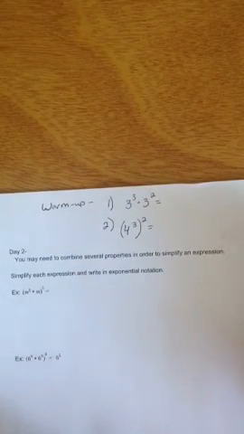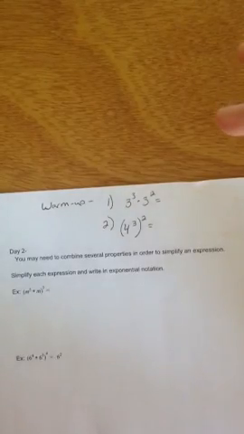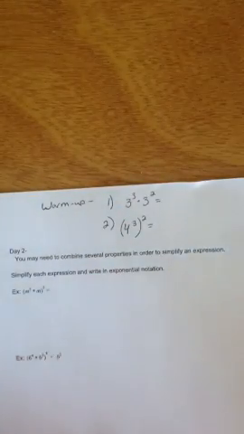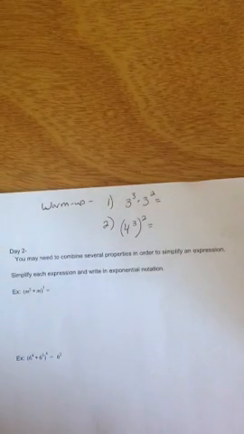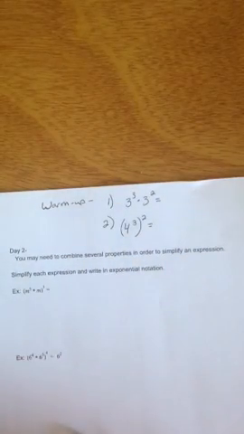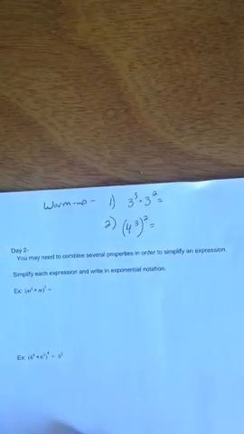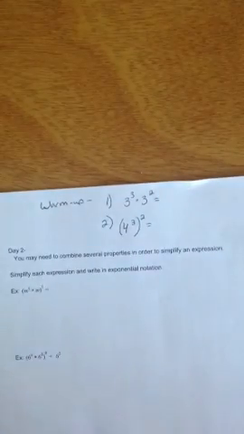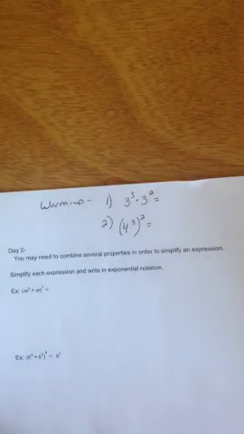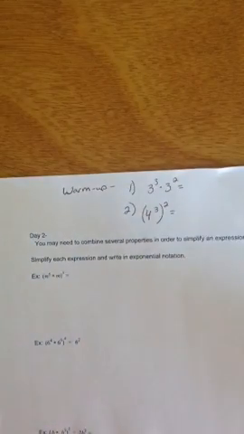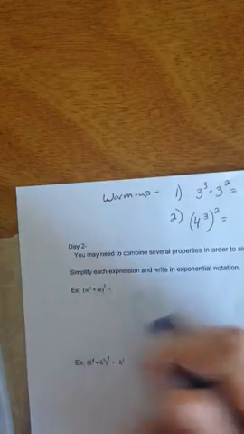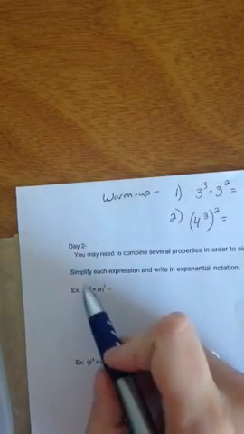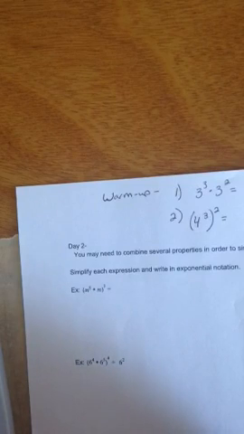So day 2. We've been talking about the power to a power property for a while, and the power of a product and the power of a quotient. So we're still combining exponents, but now we're going to combine those three properties together. My first line is, you may need to combine several properties in order to simplify an expression. So I want you to simplify each expression and write them in exponential notation. If I look at this first one, it's m to the 5th times m cubed, and that whole expression is being raised to the 3rd power.